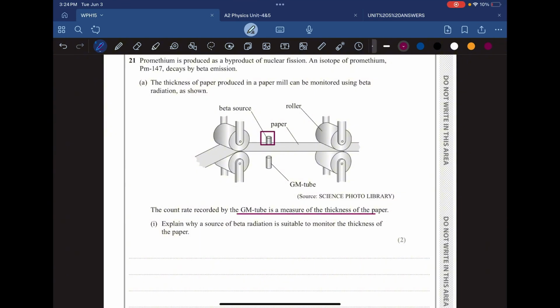Explain why a source of beta radiation is suitable to monitor the thickness of the paper. Now why is beta radiation suitable? Because we know beta radiation passes through the paper.